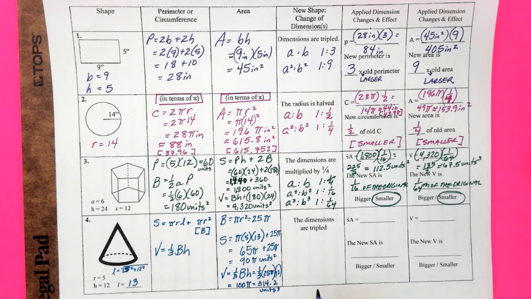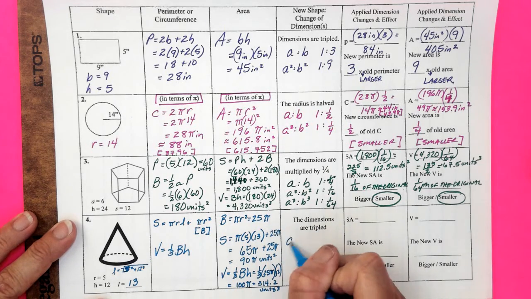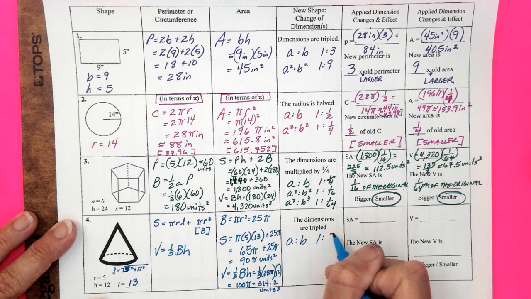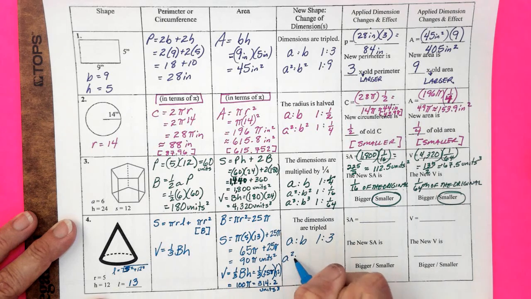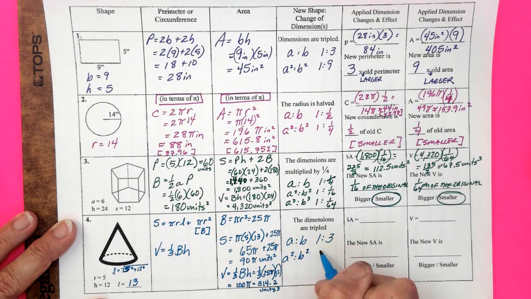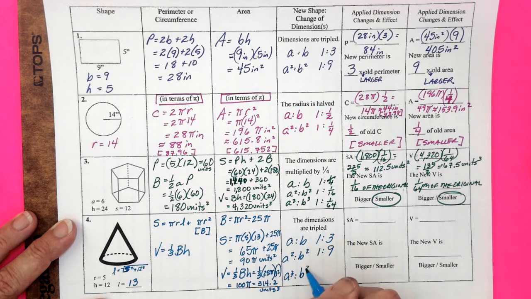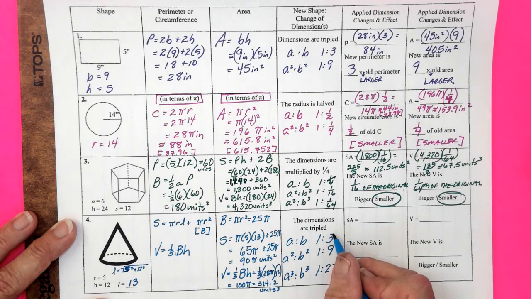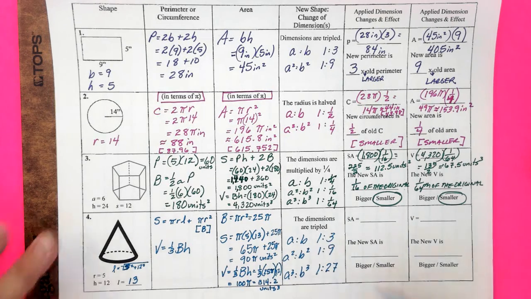You may not need the second page, but the dimensions are being tripled. So our linear relationship will be 1 to 3. Our area relationship will be 1 to 9, and our cubic or volume relationship 1 to 27, because 3 cubed is 27, 1 cubed is 1.